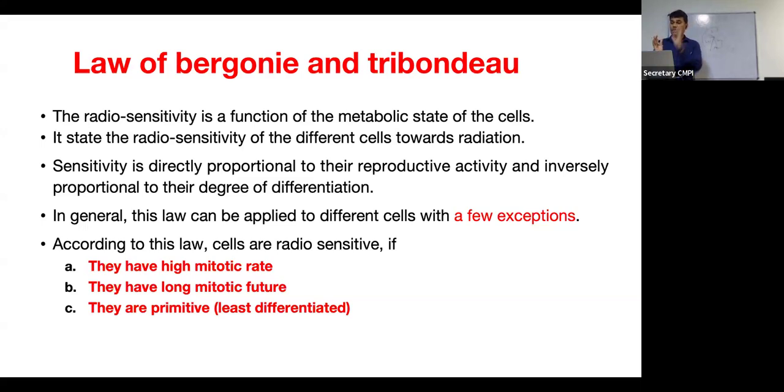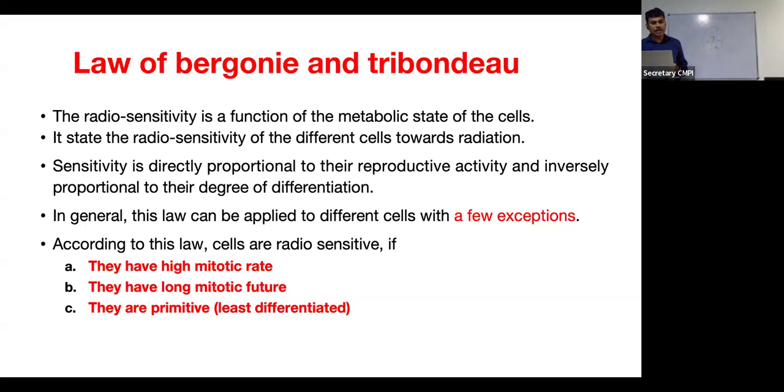It's representing the radio sensitivity of different cells, because we know that different cells will have different radiation sensitivity. If you take spinal cord, brainstem, nerve cells, muscles, lymph, WBC, these all have different sensitivity towards radiation. Now, how can we discriminate or classify these cells in terms of radiosensitivity?